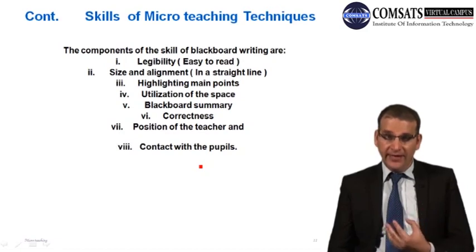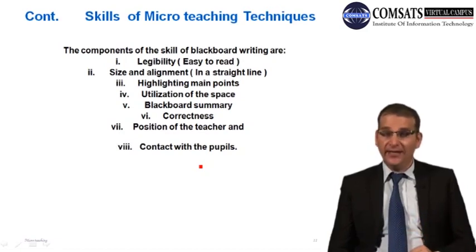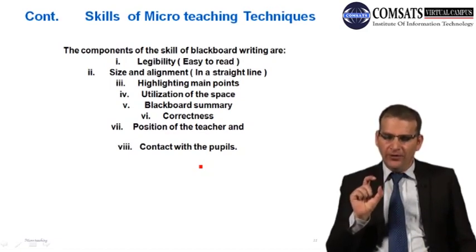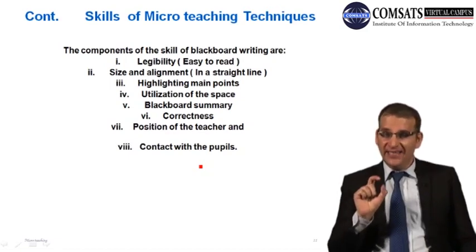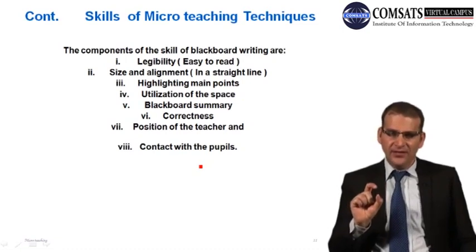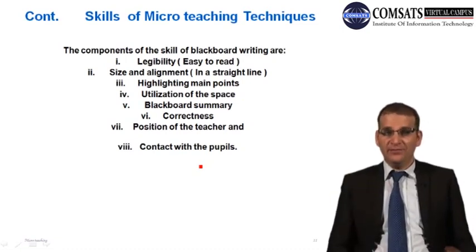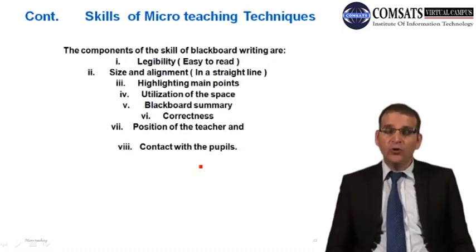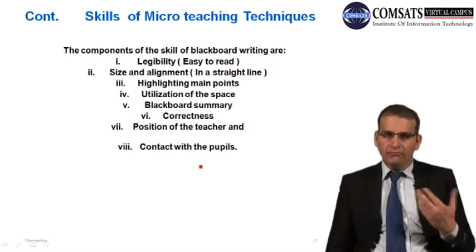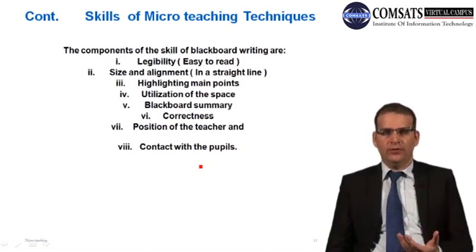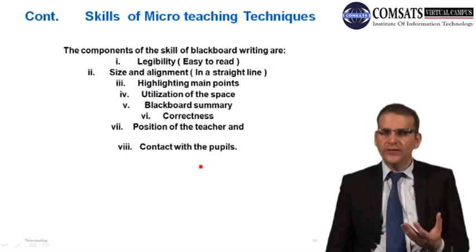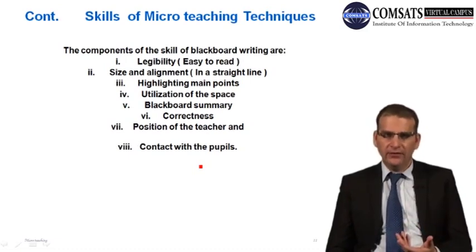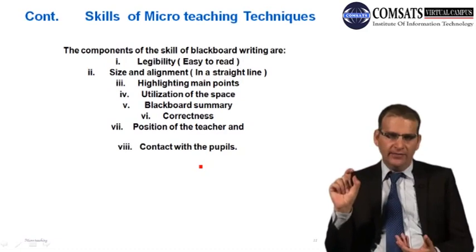Size and alignment again are important, in a straight line. Like I talked about earlier, when you write, use proper font size plus alignment, a straight line. Sometimes you might have seen that when you write, your lines are not straight. Initially it happens, particularly writing on the whiteboard, but with practice you can overcome this problem. If you want to improve this weakness, you can. Right? Straight line writing is important.